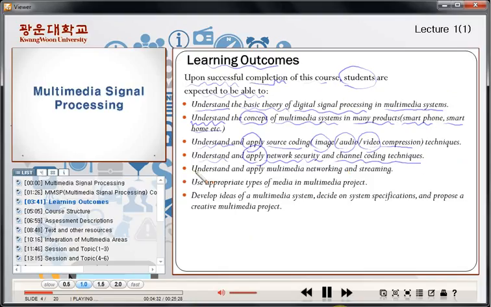And you can understand and apply multimedia networking and streaming for multimedia communications. And you can use appropriate types of media in multimedia projects. And also, you can develop ideas of multimedia systems, decide on system specifications, and propose a creative multimedia project.